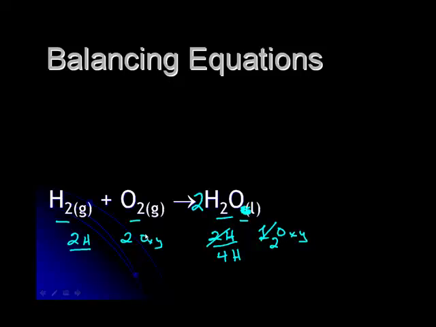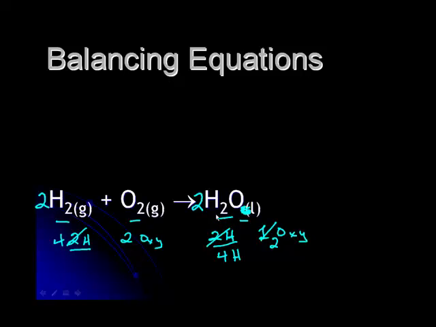So now the oxygens are good, but the hydrogens are messed up. I've got 4 on the right and 2 on the left. So I need to fix that. And the way I can do that is by putting a coefficient in front. So there's a big 2 in front. Now I have 2 times 2, I've got 4 hydrogens. So I have the same number of hydrogens on the left as I do on the right.